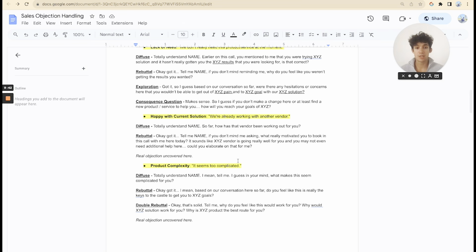So I say, totally understand, John. I mean, tell me, I guess in your mind, what makes this complicated for you? What makes this seem complicated for you? Got it, John. I mean, based on our conversation here so far, do you feel like this is really the keys to the castle to get you to XYZ goals, right? And then we'll hit them with a double rebuttal here, right?